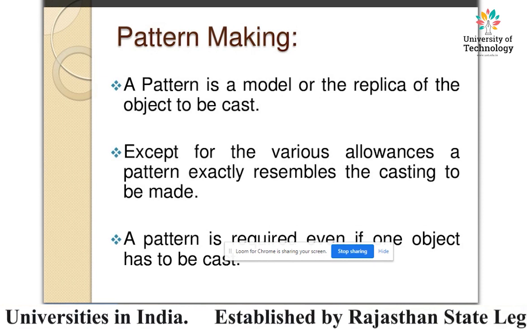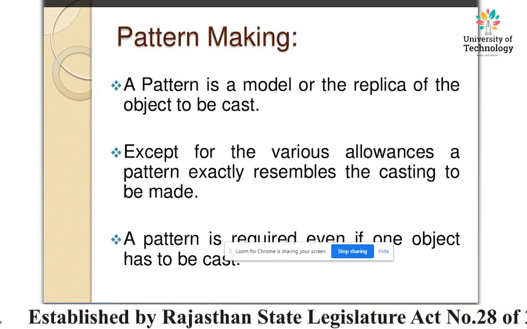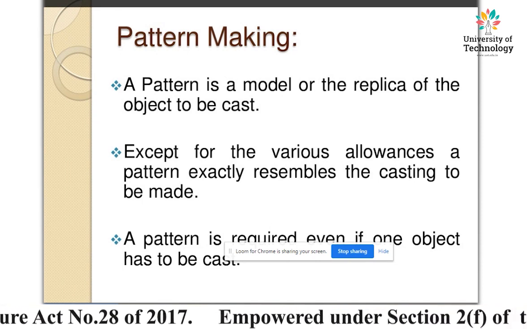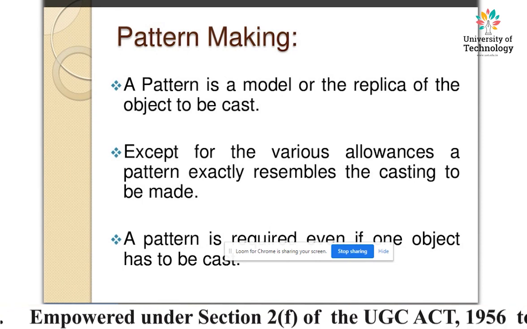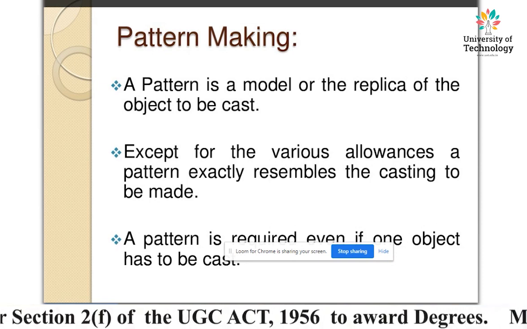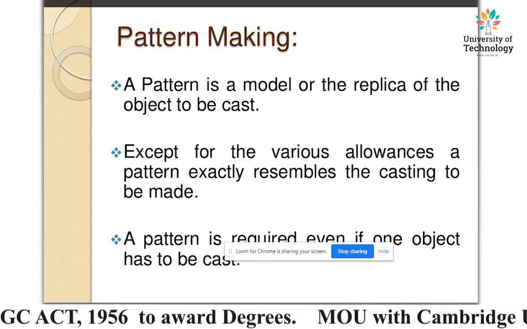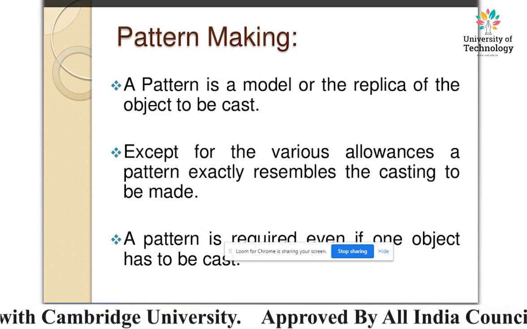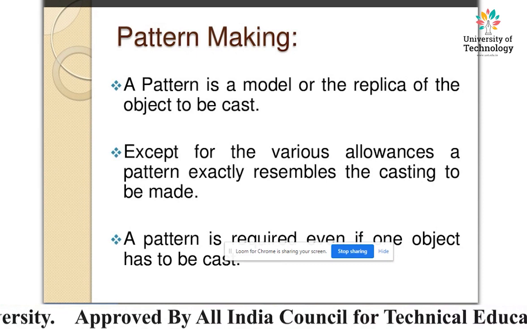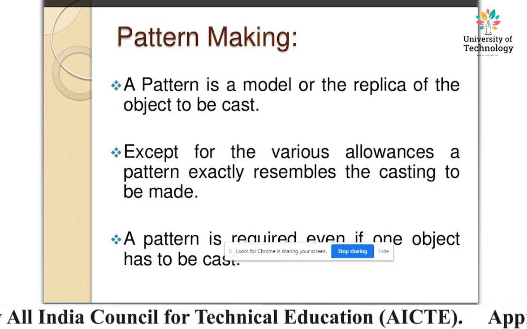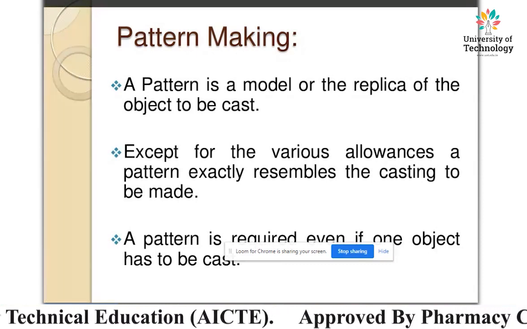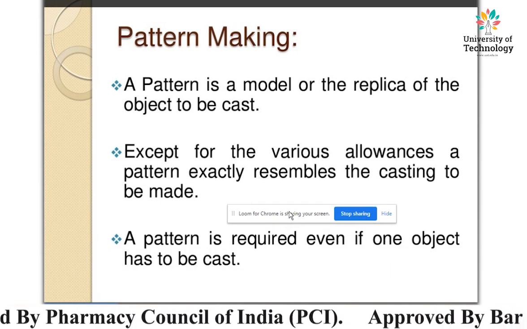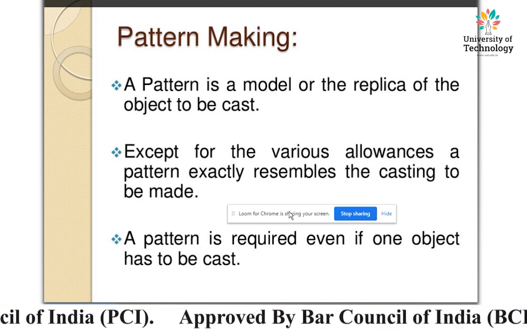A pattern is a model or the replica of the object to be cast. That is clear. A pattern is a replica of the object to be cast by the casting process. Except for the various allowances, a pattern exactly resembles the casting to be made. A pattern is required even if only one object has to be cast.